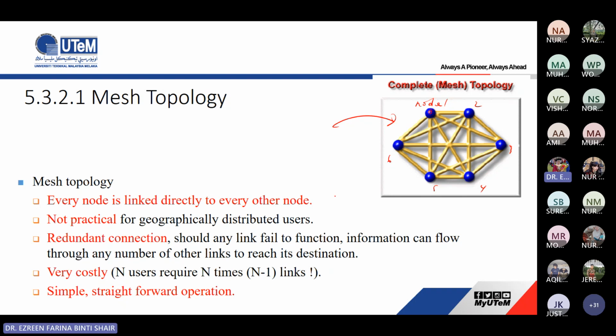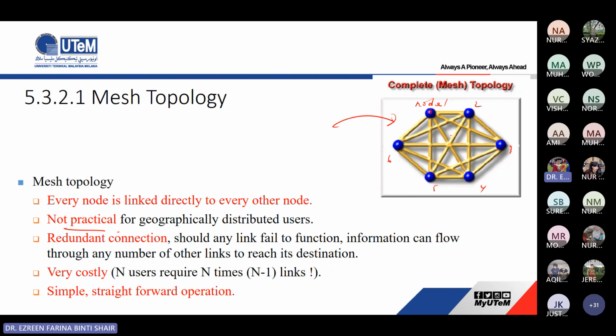However, this mesh topology is not practical, especially if the users are geographically distributed. Why? Because if you look here, we have a redundant connection. The connection here is redundant. So it is not practical because the connection is redundant.